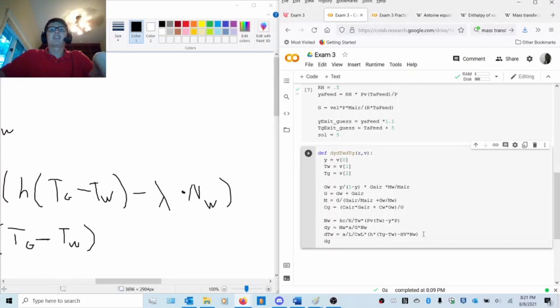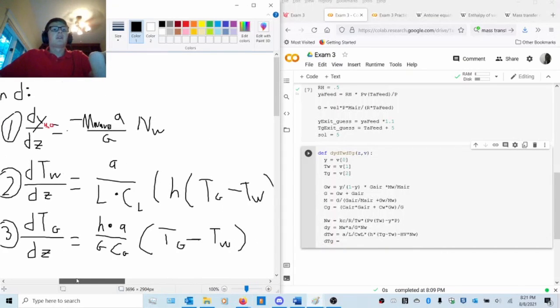So then the change in the temperature of the gas, that's what I'm looking for next. That's the last formula we have down here.